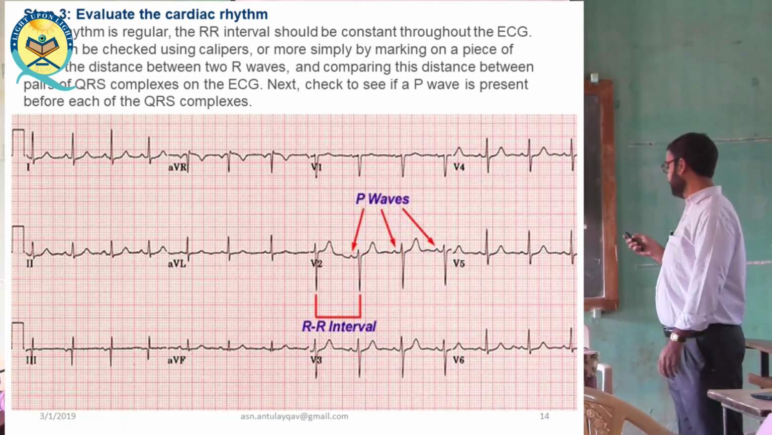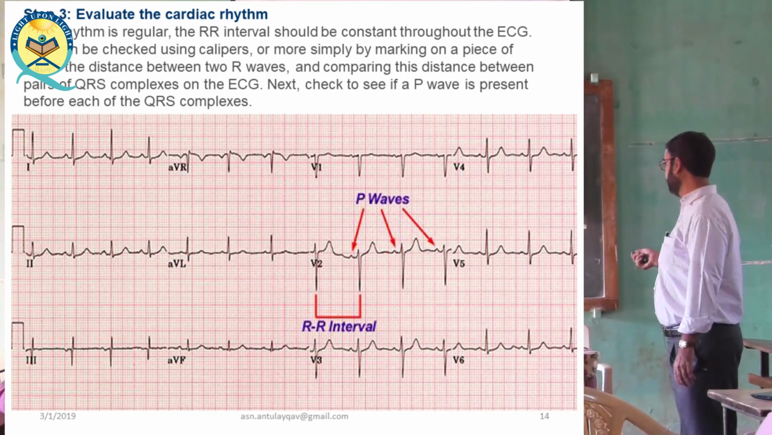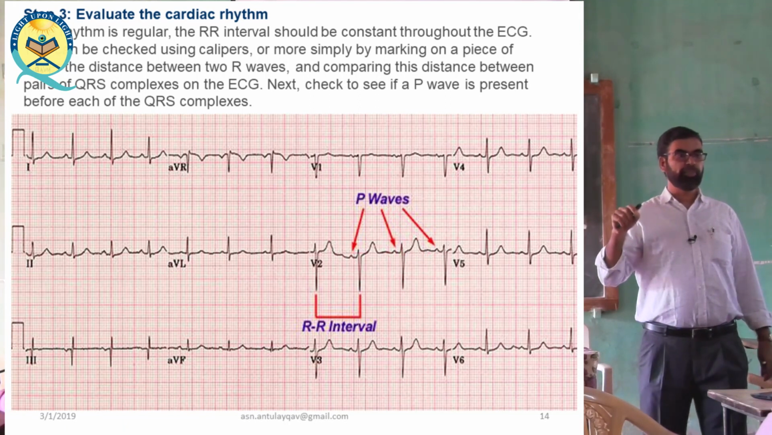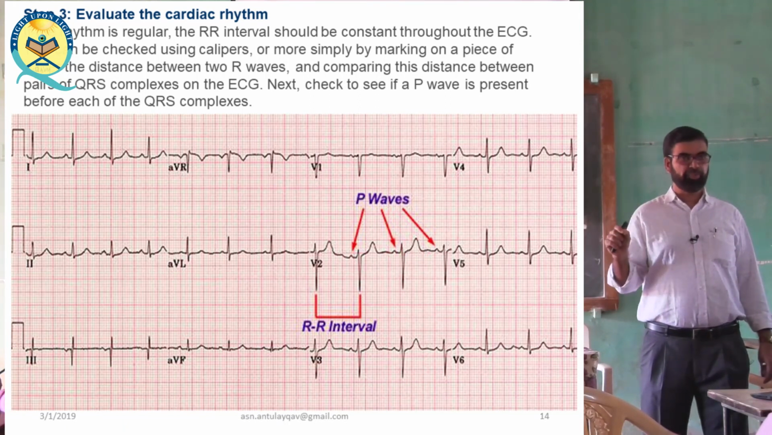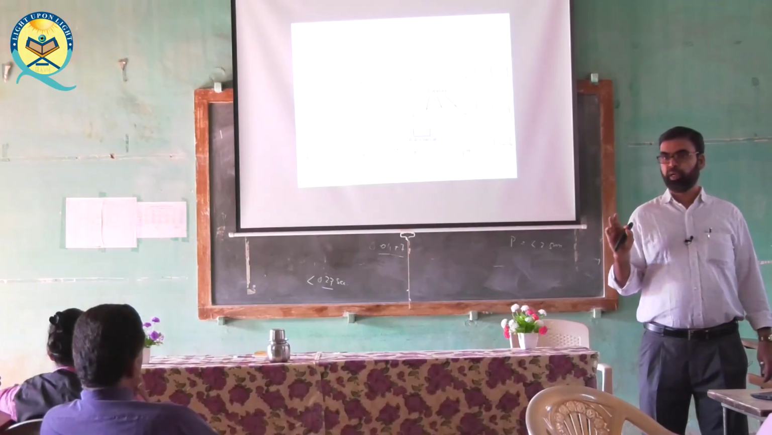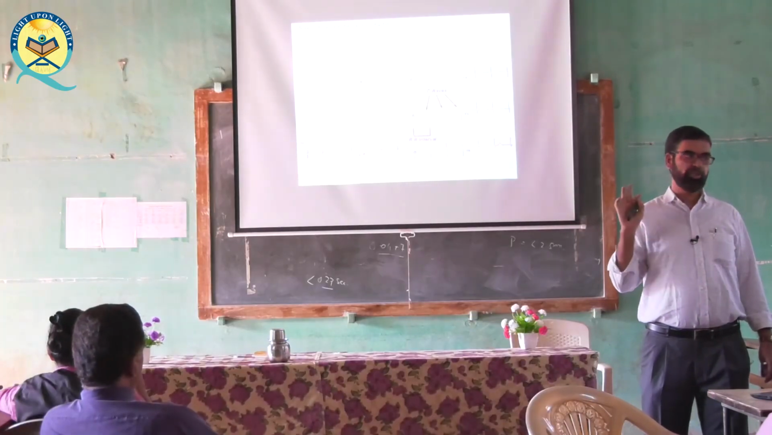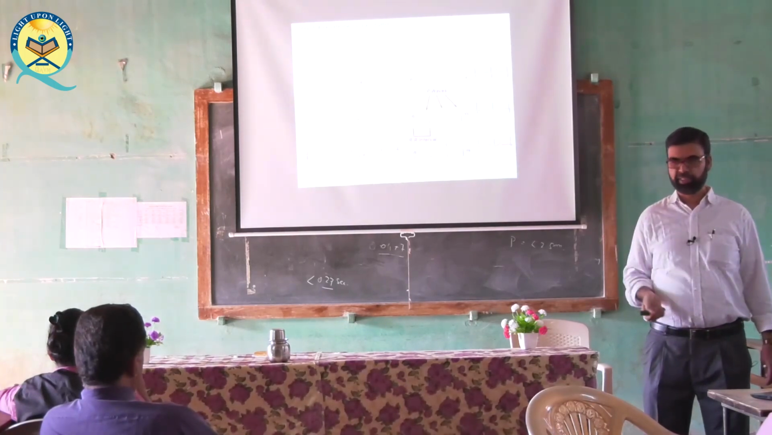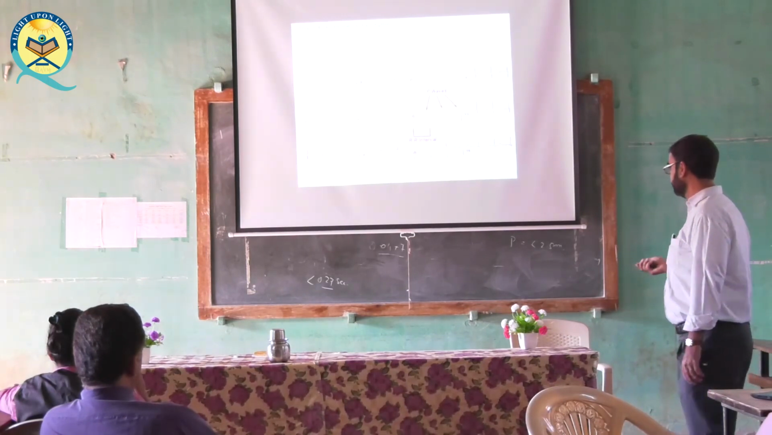This is normal. And second, you must observe the P wave. You must observe with each QRS complex whether there is a P wave. If there is absence of a P wave, it indicates arrhythmia. अगर P wave नहीं रहेगा तो arrhythmia. So there are multiple causes of absence of a P wave that we will discuss in abnormalities.